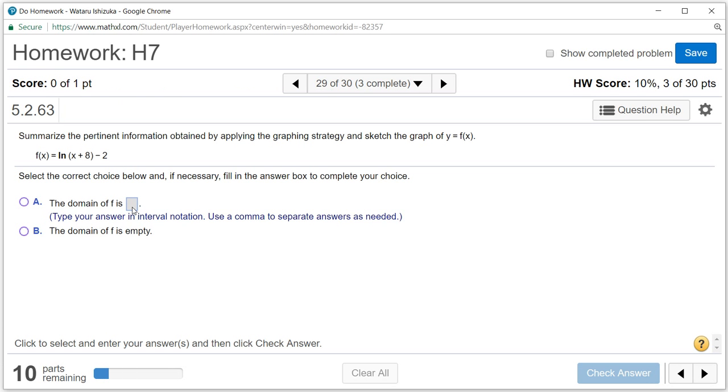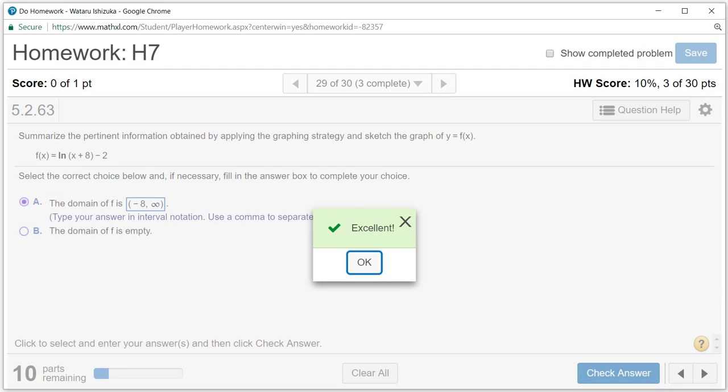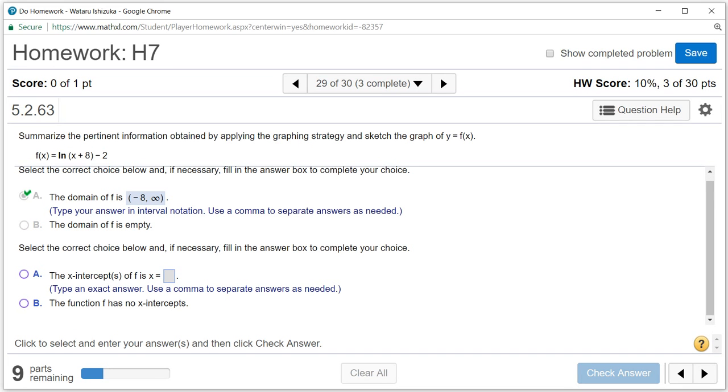So the domain has to be greater than negative 8, going to positive infinity. In interval notation, we have negative 8 and up, not including negative 8. Check the answer. Alright, we got that. And let's see, x-intercepts.